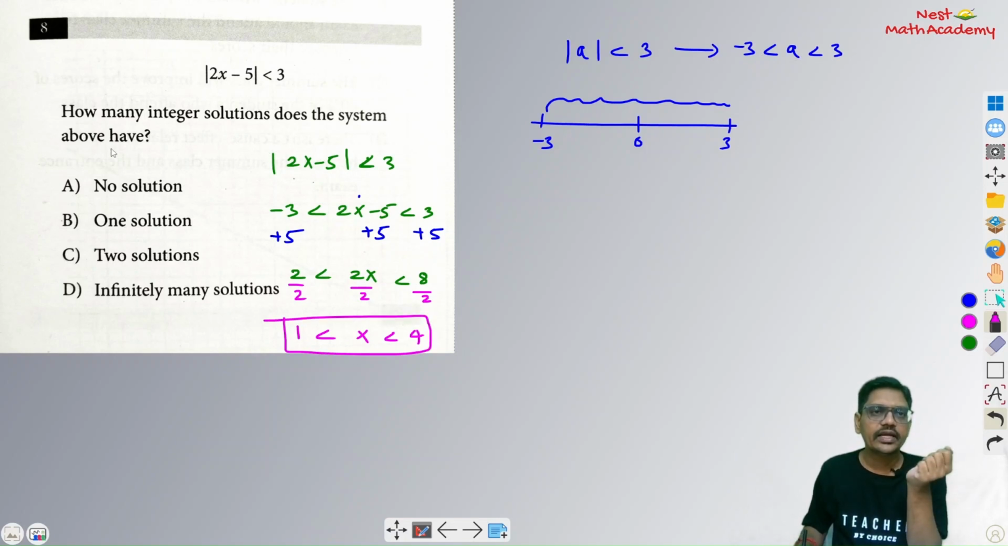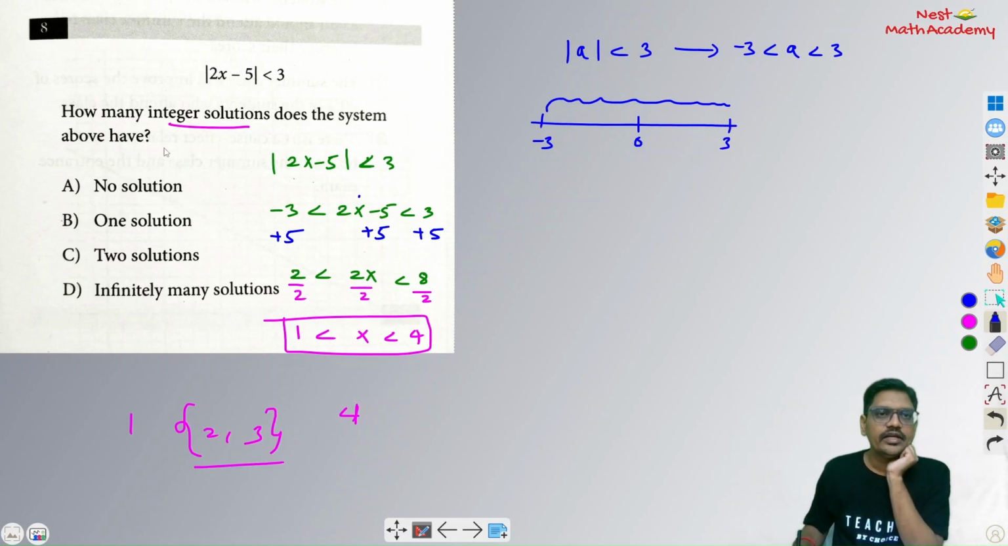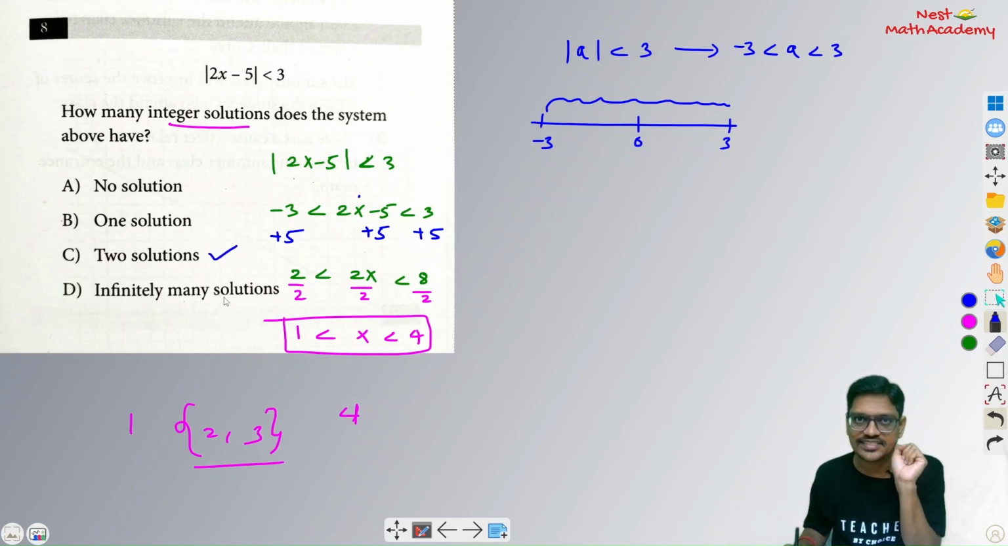So we are looking for integral solutions. Between 1 and 4, what are the integral values? There are only 2 and 3. These are the two integral values we are looking for. Therefore, how many integral solutions does the system have? It has two integral solutions. Option C. Okay.